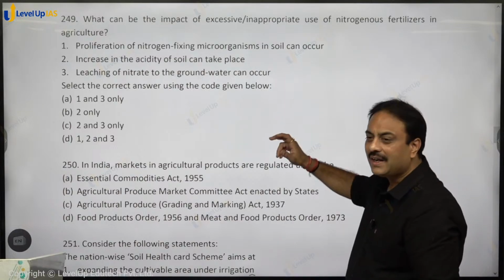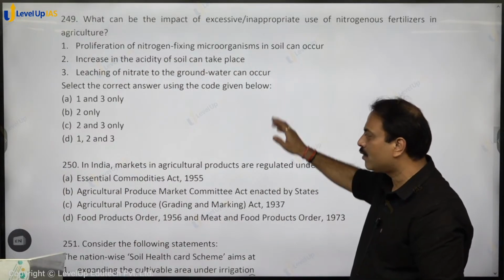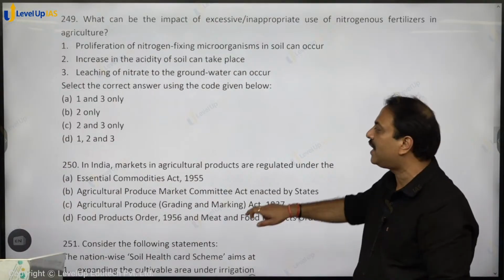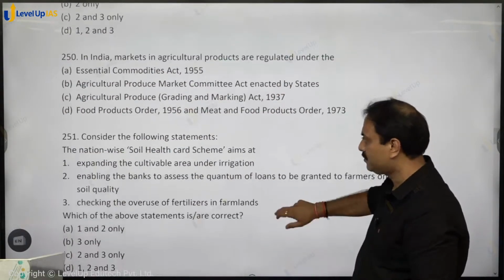So 2 and 3 are correct ones. One is the wrong one. So 2 and 3 only. Option C, C for cat, will be the right answer.